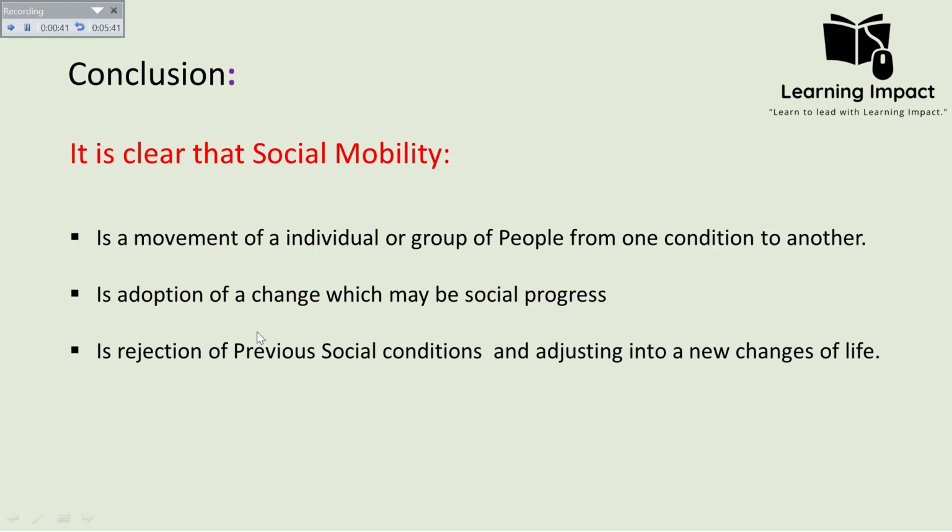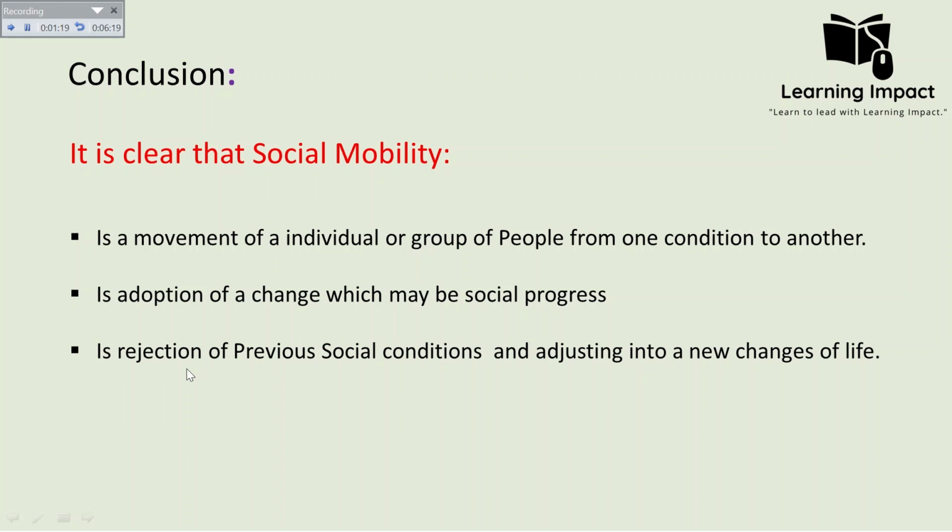And the third thing we have concluded is that social mobility is a rejection of our previous social conditions and adjusting to new changes of life. When we have enough potential to reject the previous social condition and enough capability to adjust to new changes of living, then it is the only way that we can have social mobility. Otherwise social mobility is not possible. If you stick to traditional ways or traditional norms, or you have become too used to your social condition that you don't want to change it, then social mobility will never be a possibility.